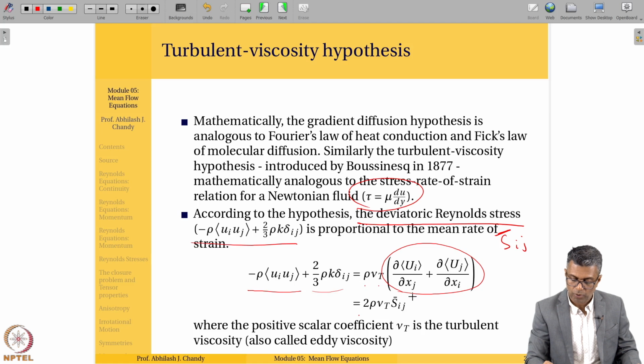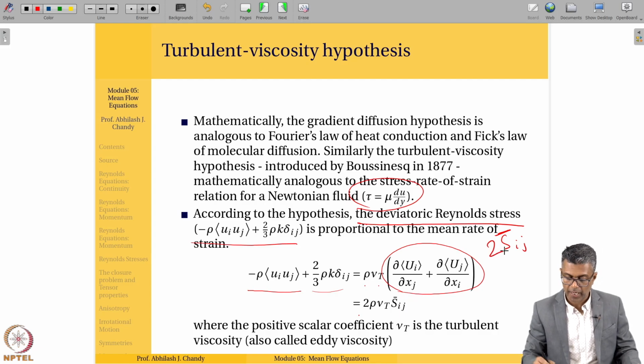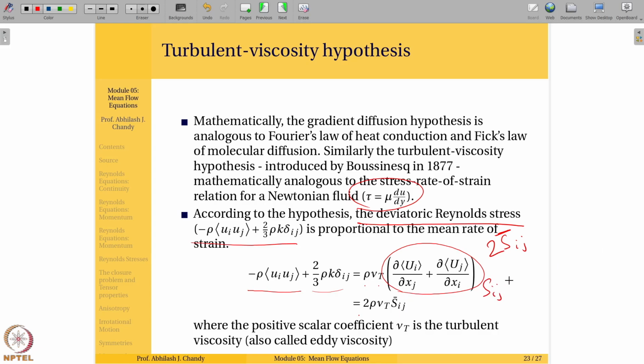So what I would have is this part here. There is a 2 here, indicating that Sij is half of del xj ui plus del xi of uj. So if you define the strain rate like that, this term in the bracket here is 2 Sij. That's how we get the 2 here. So 2 rho nu t Sij. So nu t is your turbulent viscosity or the eddy viscosity.